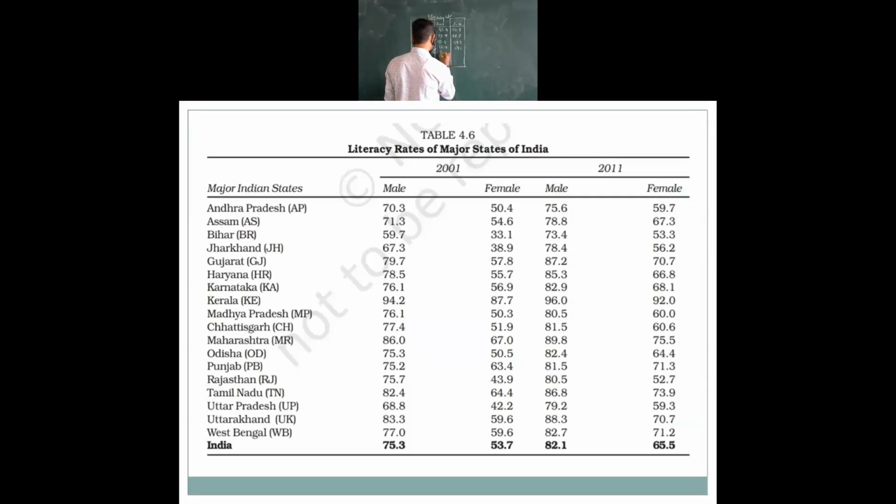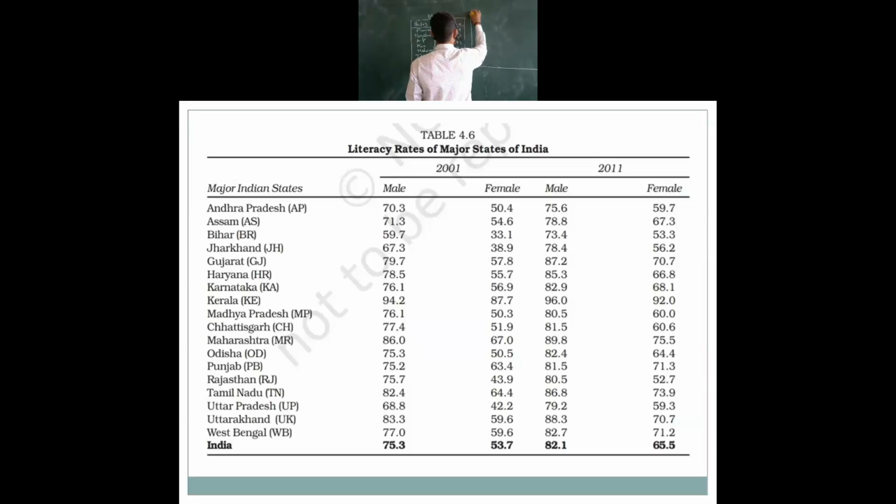and 75.5. Then Tamil Nadu, 64.4 and 73.9. Then one more is Kerala. As usual Kerala, 87.7 and 92.0, 92%. As usual, the same diagram we are going to draw.